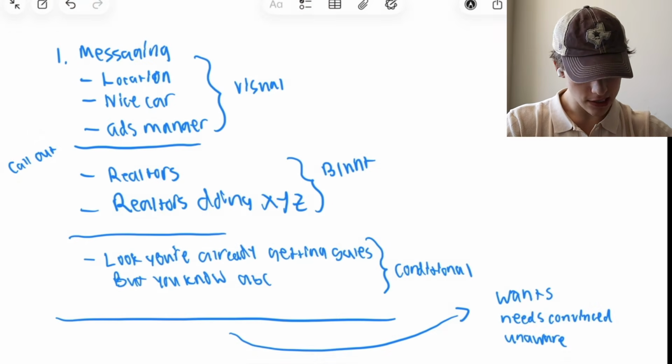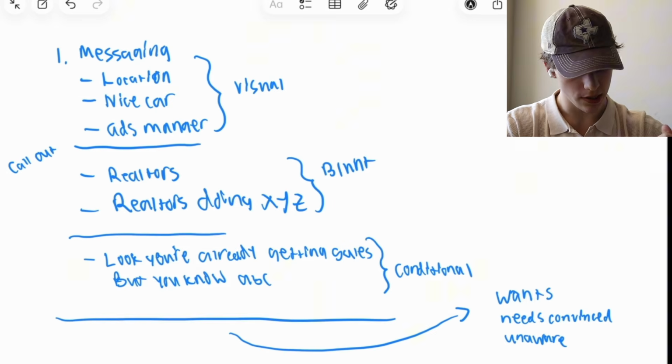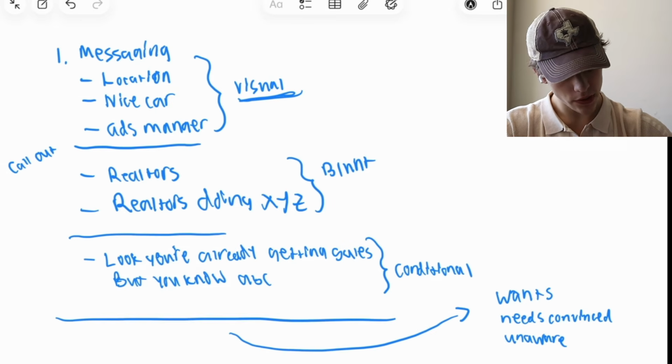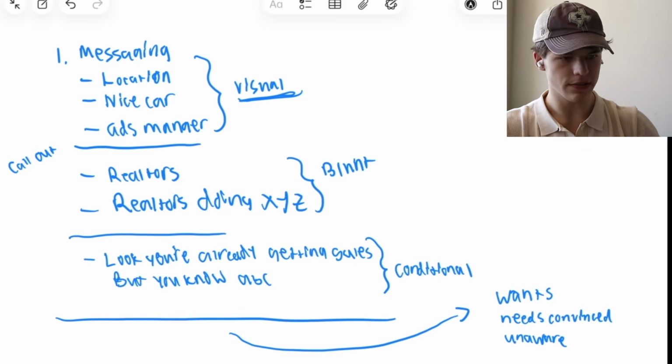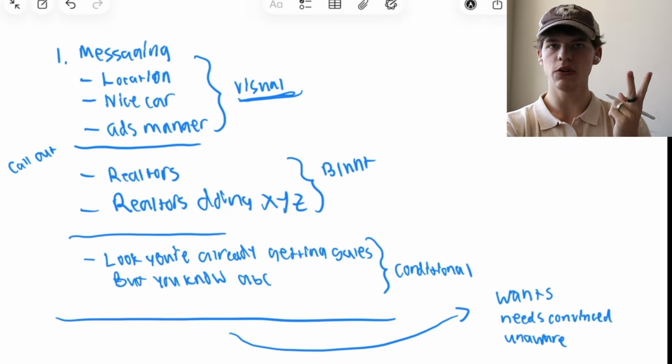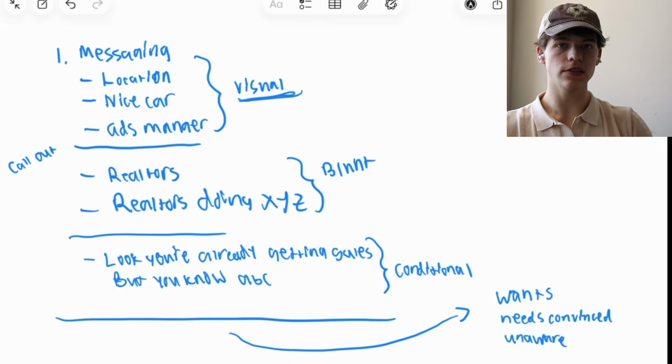So there are a couple of things that go into this. The first one, I'm going to talk about messaging. There's a couple different types of messaging you can do. The first one is visual. You basically want to have visual hooks in any of your ads. Now, there's a couple different types of ads you can run. You can be running image ads, you can be running video ads, and then you can do vertical, horizontal, different layout styles.